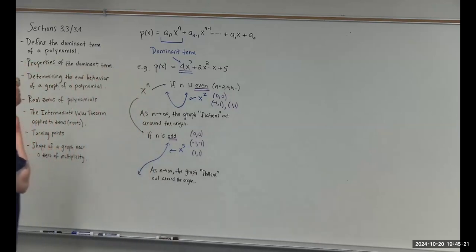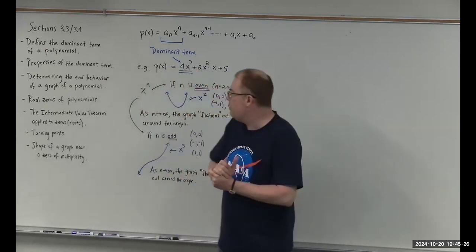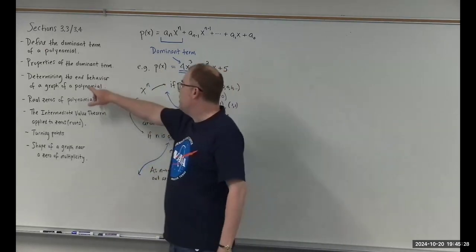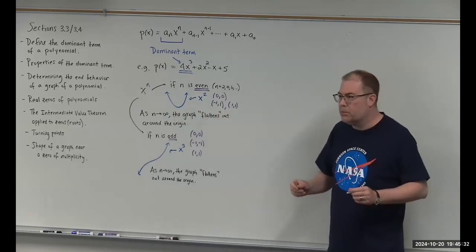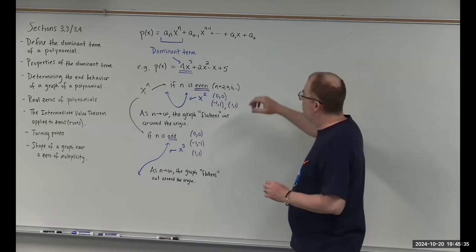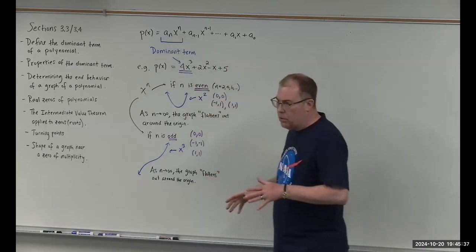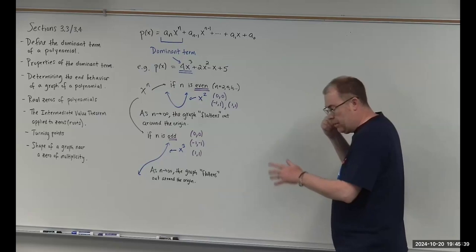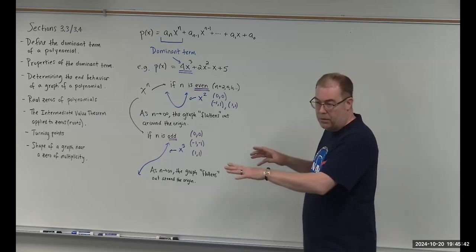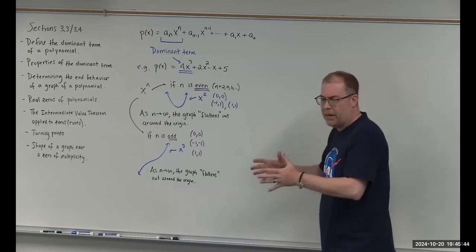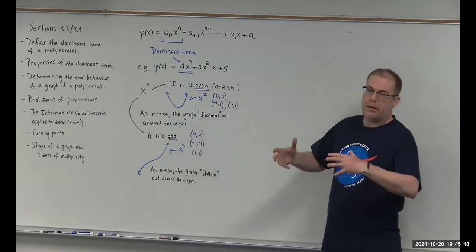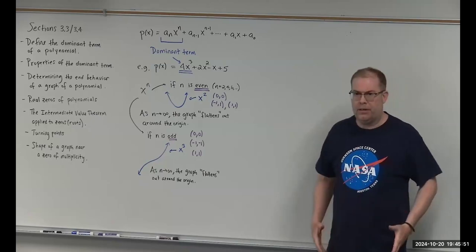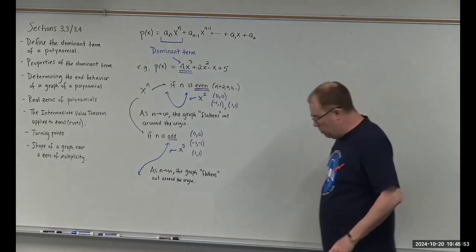The other item that's related to this is the end behavior of a polynomial graph. So what do I mean by that? Well, given this, we can tell what the long-term behavior of that graph is going to be, meaning what's going to happen to the y values as x approaches infinity or as x approaches negative infinity. So let's go through that.